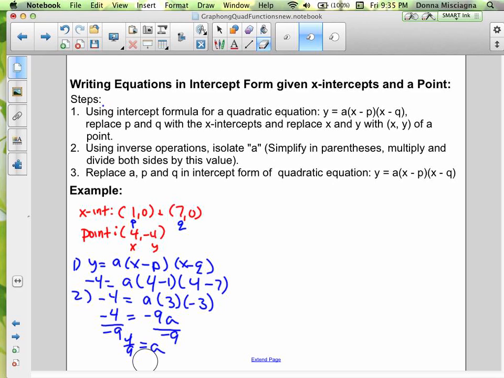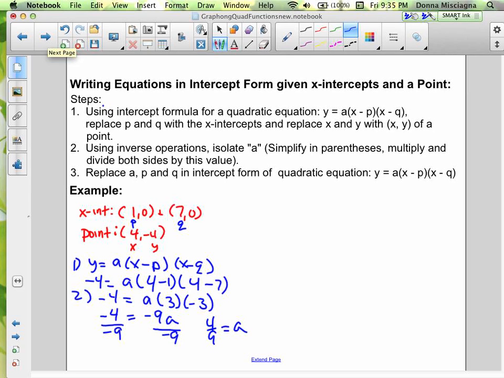I think writing in intercept form is even easier than vertex form. I'm going to write that a little nicer off to the side here. So 4/9 equals a. I think that's a little bit easier to read. So now we're up to step 3.